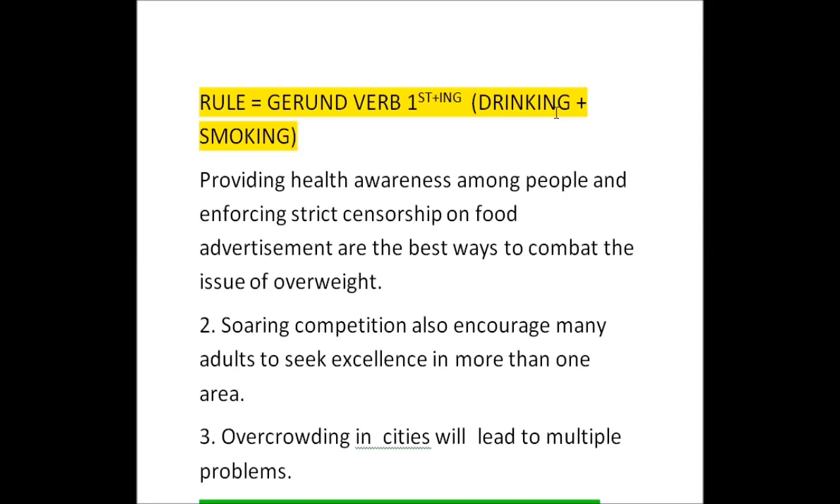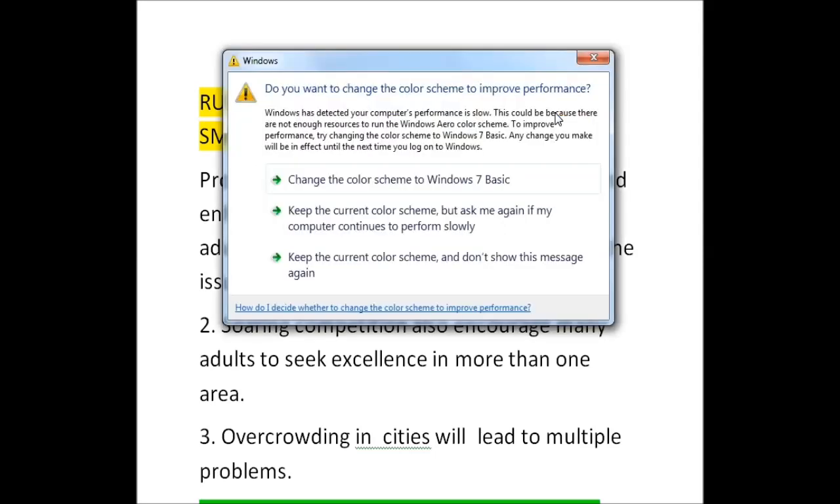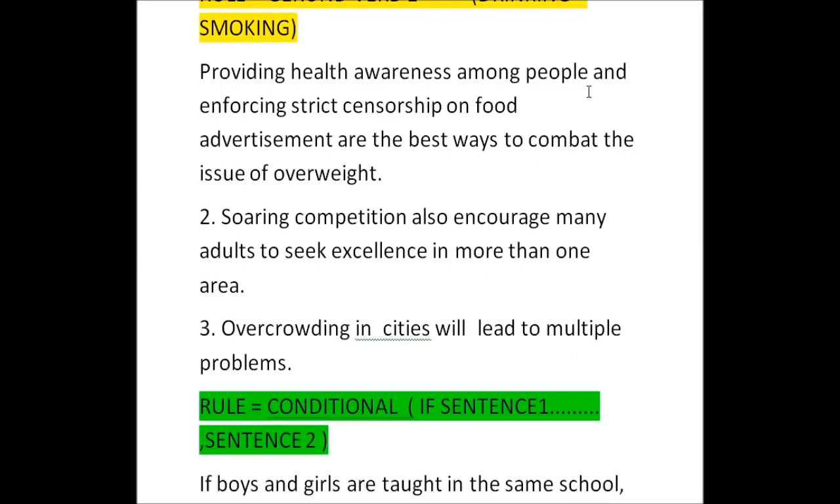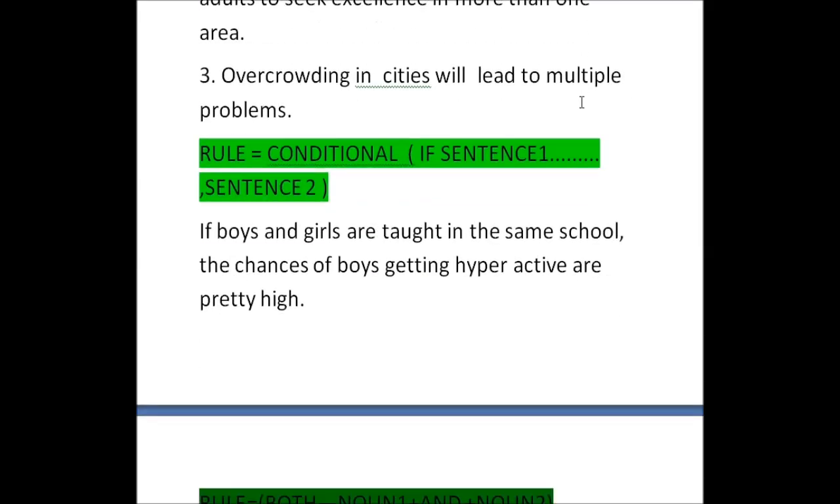So the competition showing means increasing competition. For example, we can say increasing competition. Increasing again becomes a gerund. So next, overcrowding in cities will lead to multiple problems. Overcrowding is a gerund here. The last one is how to make conditional sentences. That is a must, very important in writing task 2.